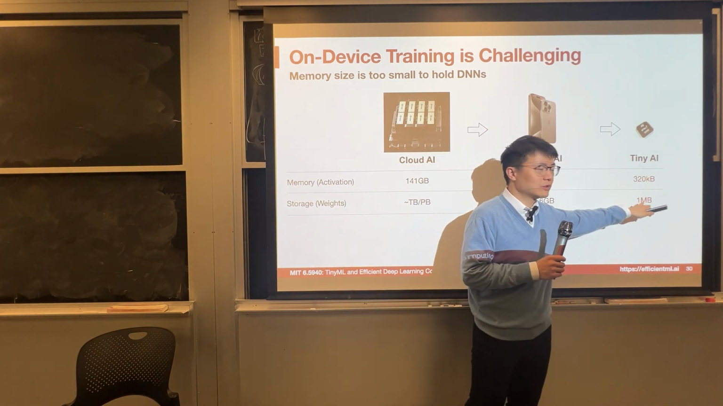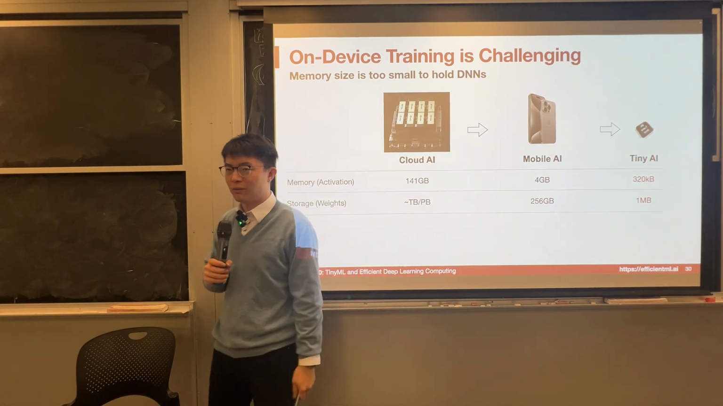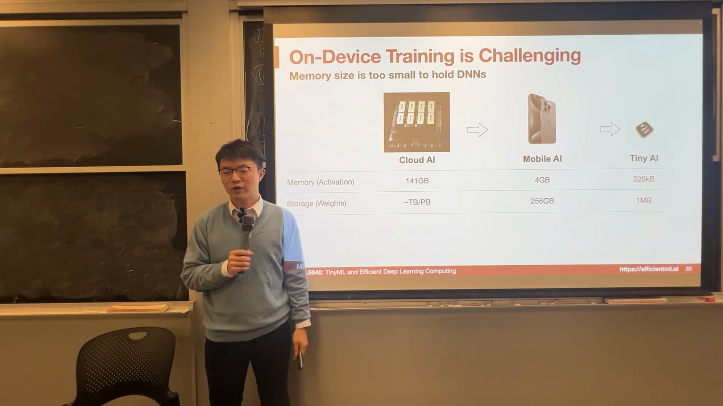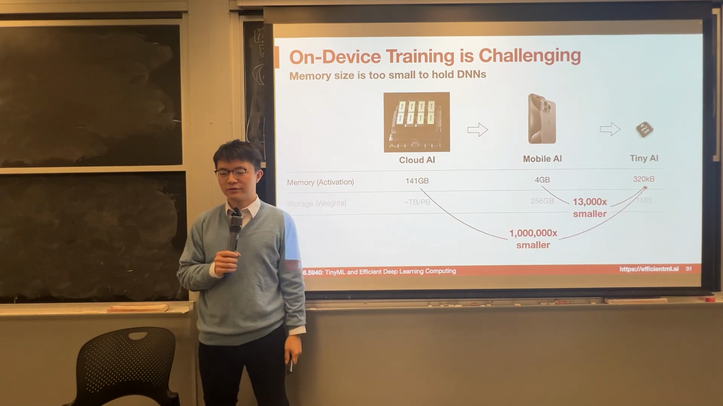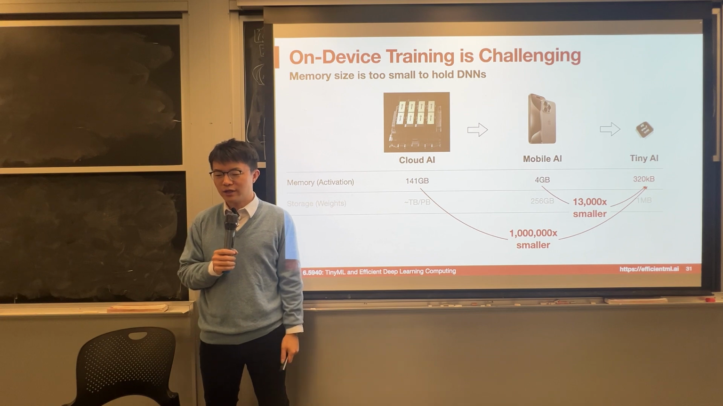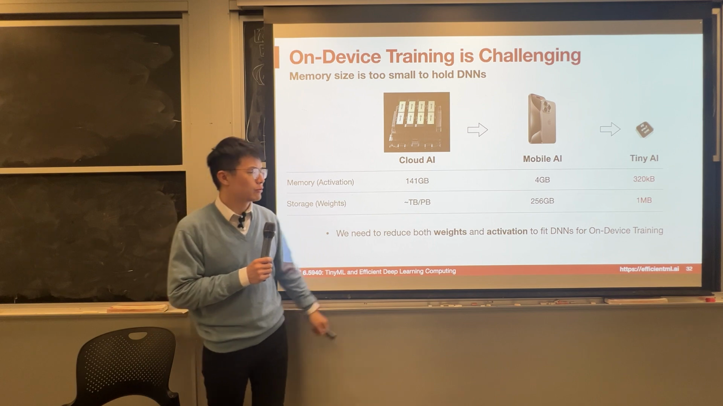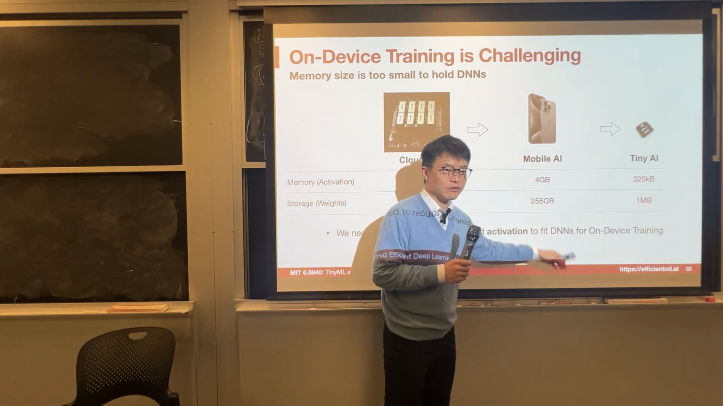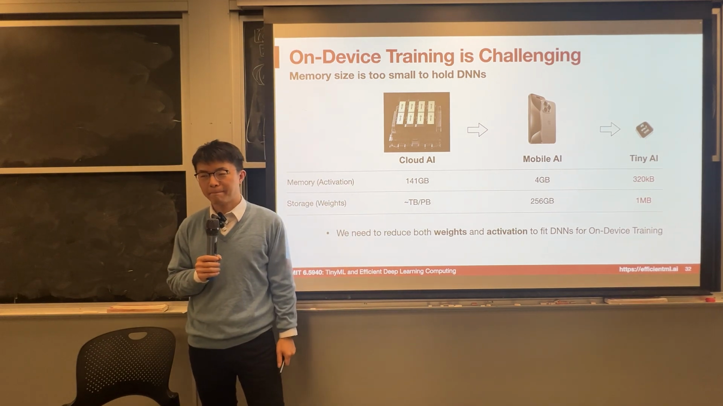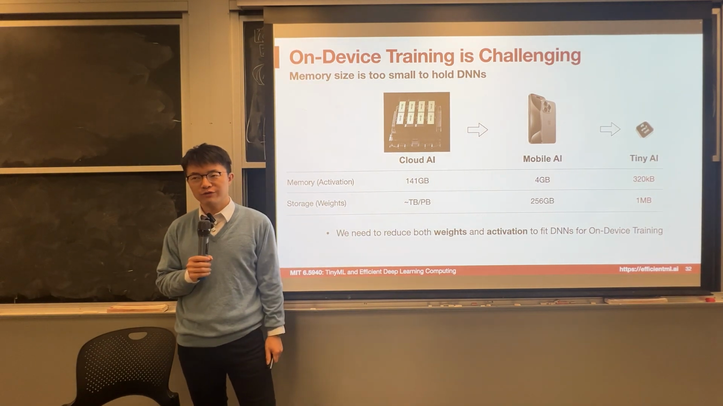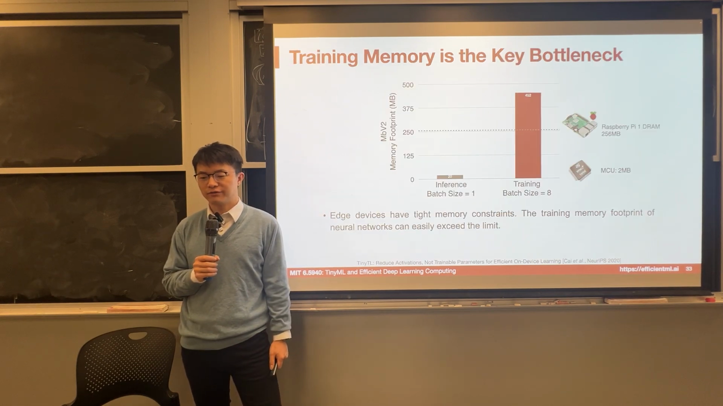But as we learned in the MCUNet class, Tiny AI for IoT devices, you are limited to a couple of 100 kilobytes of SRAM and maybe 1 or 2 megabytes of flash. So that's several orders of magnitude smaller. So we want to reduce both the weight and activations so that we can fit the deep neural nets to perform on-device training. The motivation is very similar to inference, but it's more challenging since we have more things to take care of.